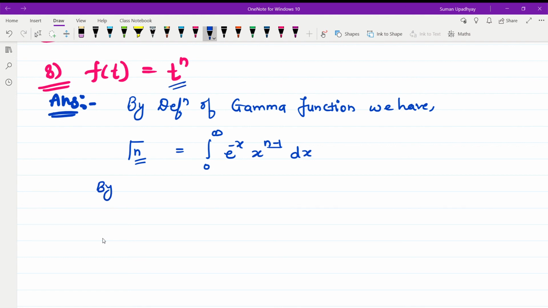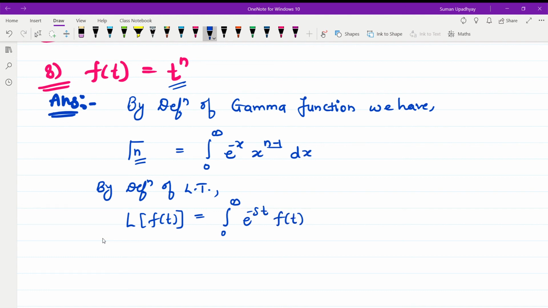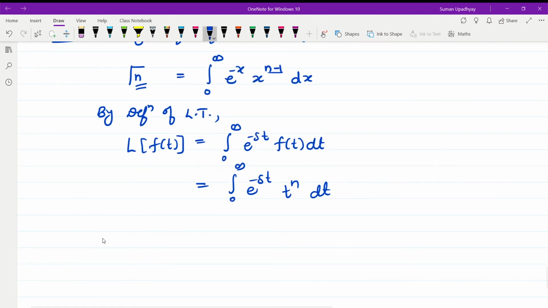So by definition of Laplace transformation, we have the Laplace transformation of f of t is the integration from 0 to infinity of e raised to minus st into f of t dt. Now here my f of t is t raised to n, so I'll substitute that over here. Now compare this with equation number 1.